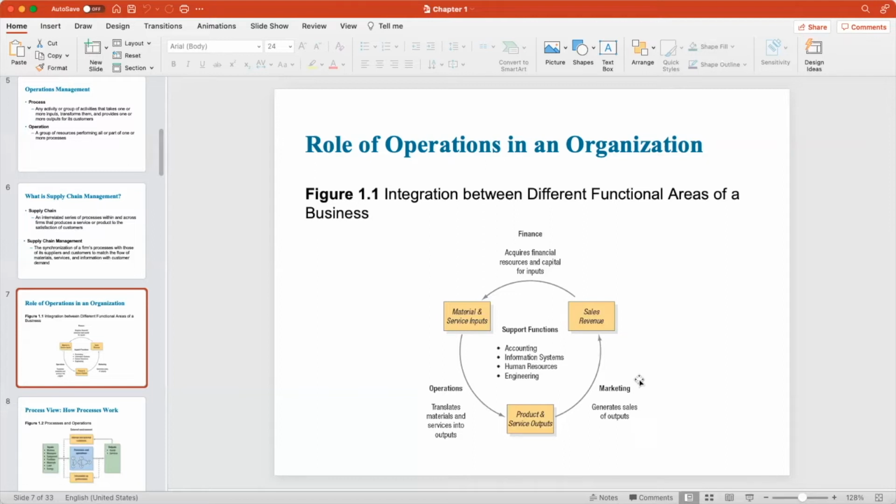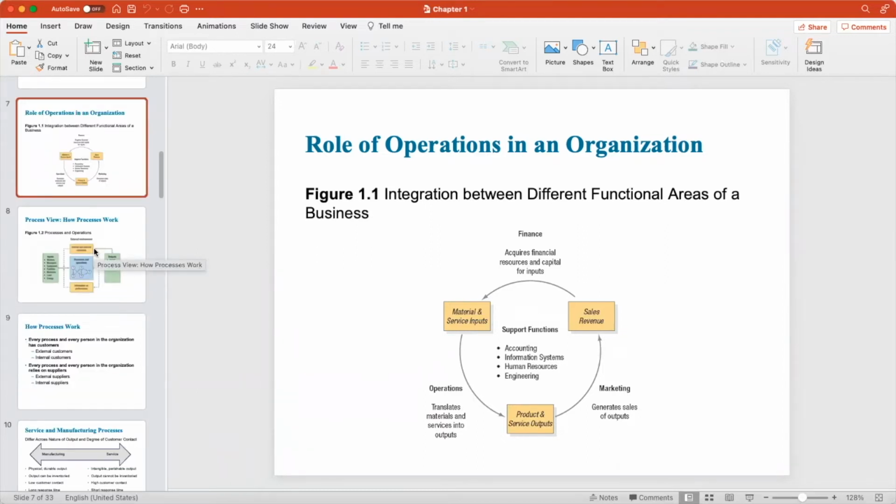And during this whole process, you can see that there are many supporting functionalities, for example, accounting, information systems, human resources, or engineering. So you can clearly see that all of these different functions play a very important role in order to achieve the overall corporate strategy. And of course, here, operations management is also playing a very essential role. It makes everything realized, basically.